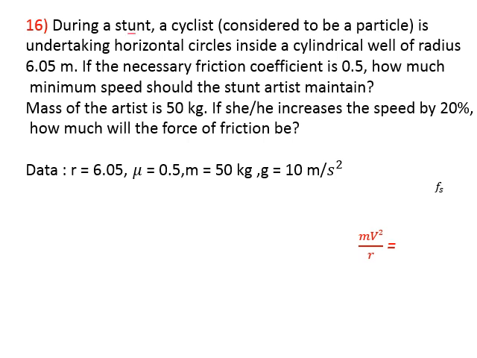Now see this problem, read it carefully. One cyclist, which is supposed to be a particle, is undertaking a horizontal circle inside a cylindrical well of radius 6.05 meter. Necessary friction is given, that is 0.5, and how much minimum speed should the stunt artist maintain? We have to find this in the first part, and in the second part we have to find the force of friction when speed is increased by 20%, and the mass of the artist is also given. So in the data we will write down radius, mu, mass and g as 10 meter per second square.